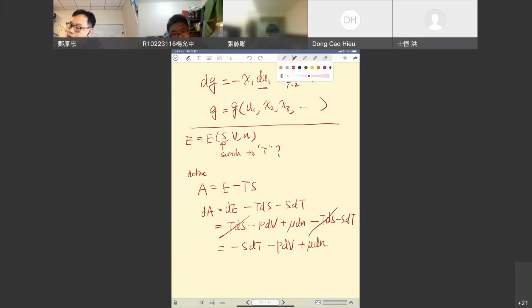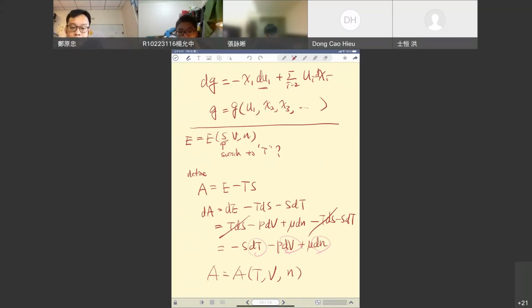As expected, now A is a natural function of temperature, volume, and number of particles. And this A is then more useful because if we know temperature, we know volume, we know N, we can very easily calculate the change in A. And this is more useful than internal energy experimentally.